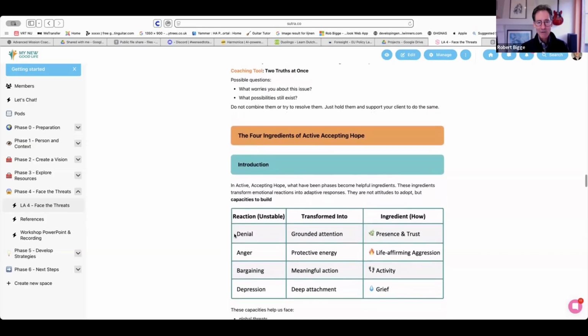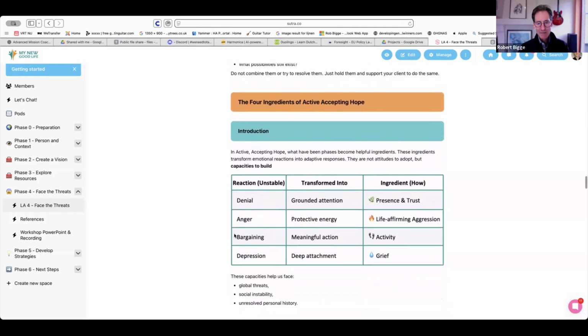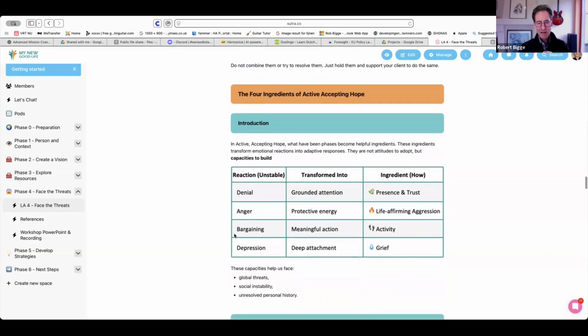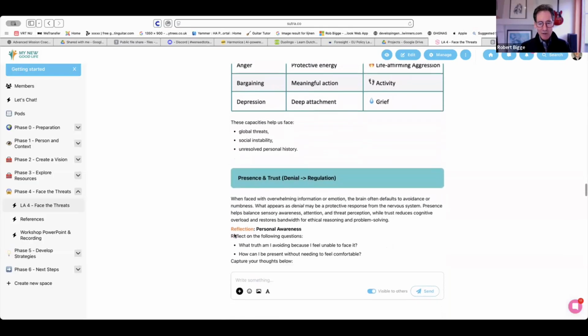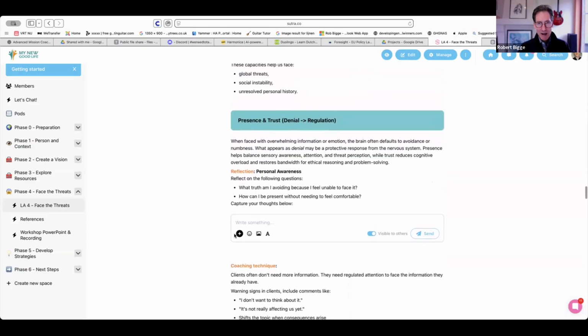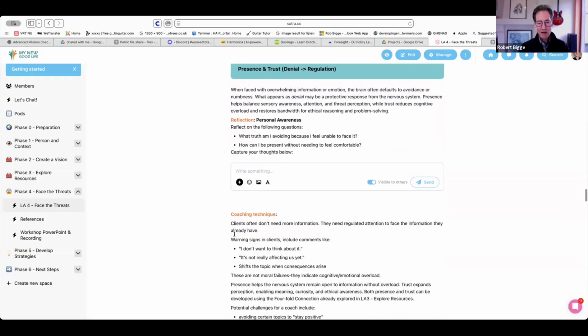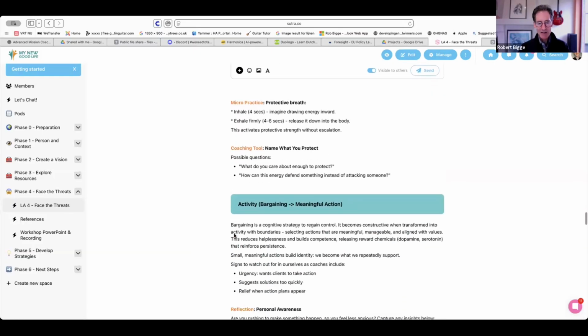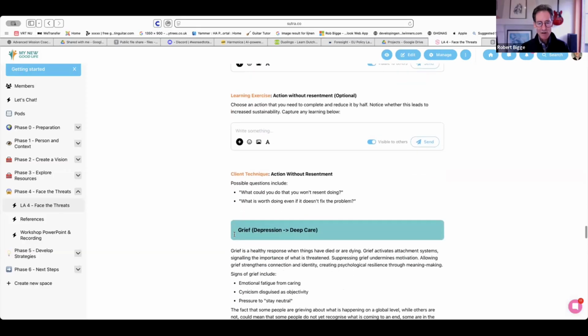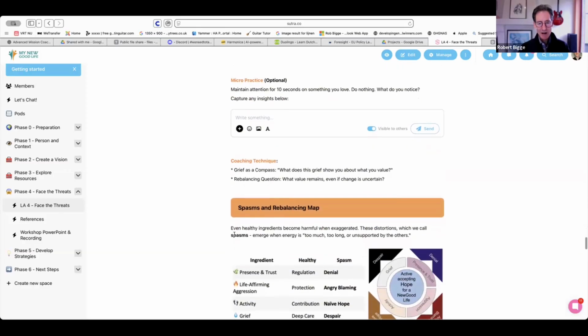And then he looks at the 4 ingredients of active hope, and how you can transform denial, anger, bargaining, and depression into grounded attention, some kind of protective energy, meaningful action, and deep attachment. So this is what the next learning adventure is about. It's about how we can live with more peace and acceptance with what's going on around us, and how we can support our clients to do the same. Okay, so that's what's coming up in the next learning journey. I think it pretty much focuses on active accepting hope.